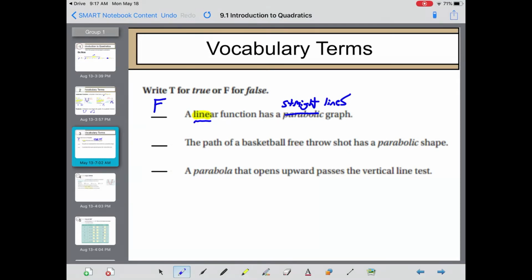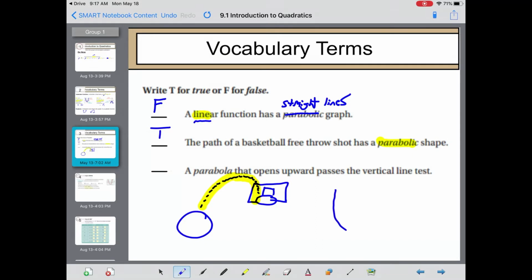The path of a basketball free throw shot has a parabolic shape. Well, if you're shooting, here's the ball, you're going to shoot the ball up, and it's going to come back down into the hoop. So, to me, this looks very parabolic. I would say true.